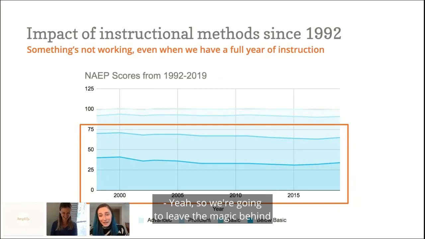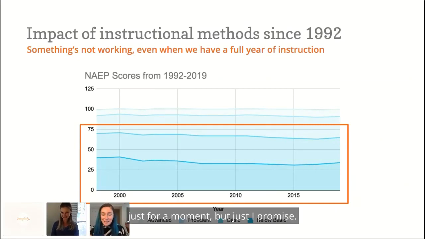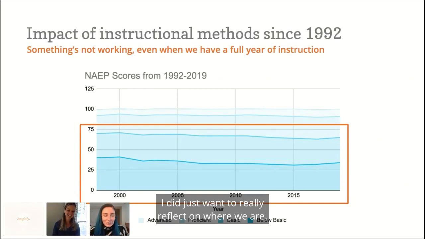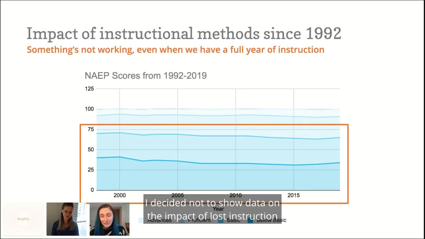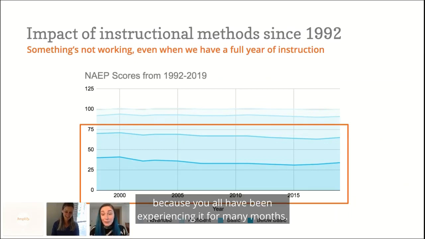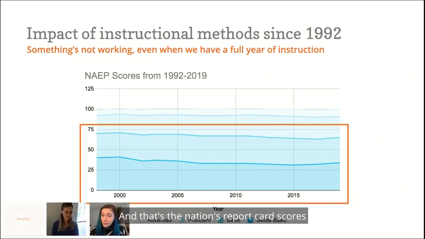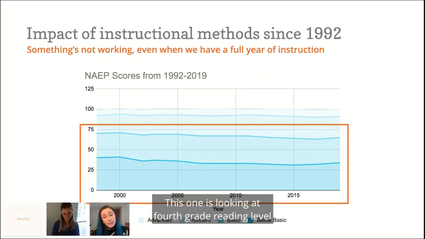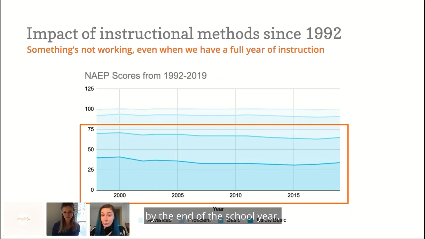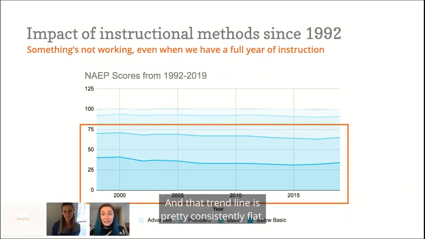Yeah, so we're going to leave the magic behind just for a moment, but I promise. I did just want to really reflect on where we are. I decided not to show data on the impact of lost instruction because you all have been experiencing it for many months. But I did want to kind of resurface some data that we've been grappling with for the past 20 years. And that's the nation's report card scores that we get year over year. This one is looking at fourth grade reading level proficiency. And it's showing that about 2/3 of our fourth graders are not reading proficiently by the end of the school year. And that trend line is pretty consistently flat.